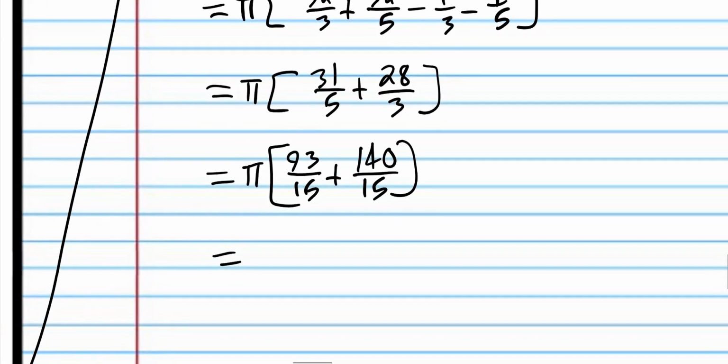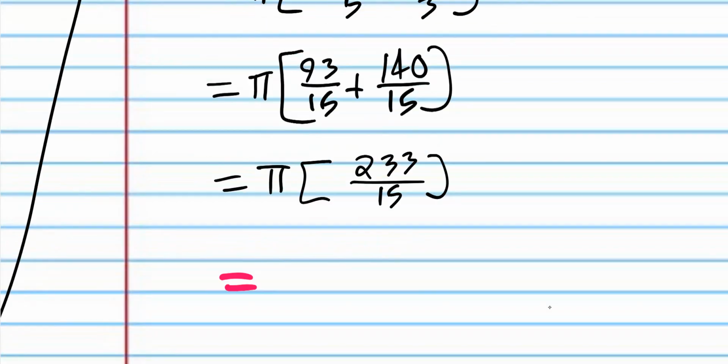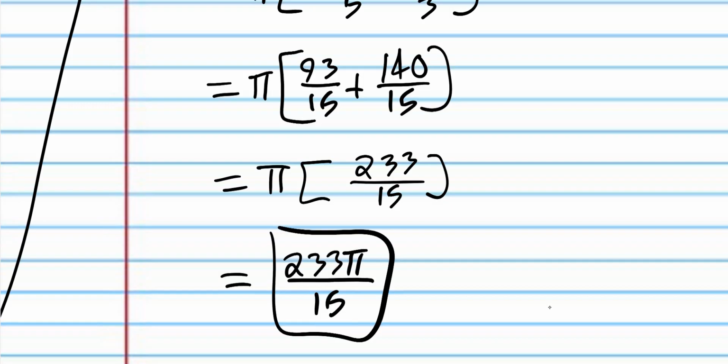And so adding these together, looks like we get 233 over 15. So our final answer is 233 pi over 15. So there you go.